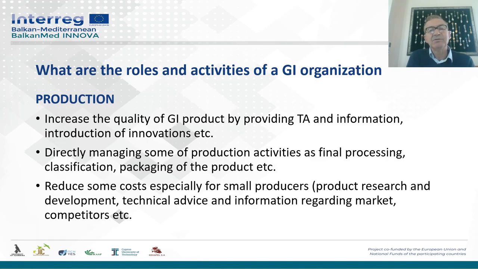In the field of production, the organization should work to increase the quality of the GI product by providing technical assistance and information, introduction of innovation and other improvements. The organization could manage some production activities, such as final processing, for example classification, packaging, and especially marketing. It may also reduce some costs, especially for small producers, through organized and coordinated product research and development, through technical advice, and through distribution of information regarding marketing, different competitors in the market, etc.